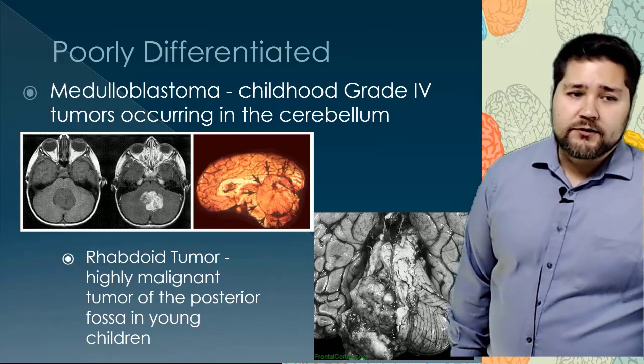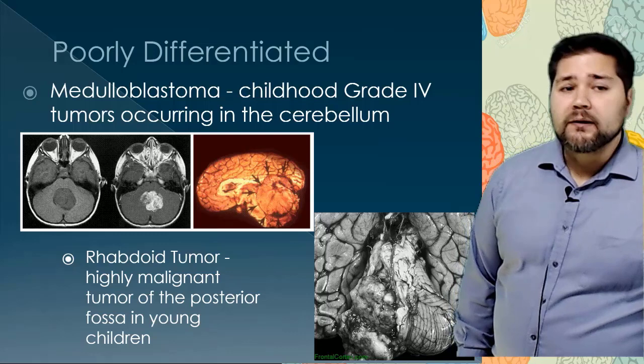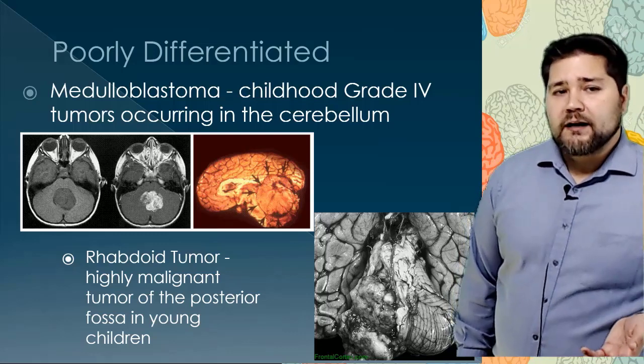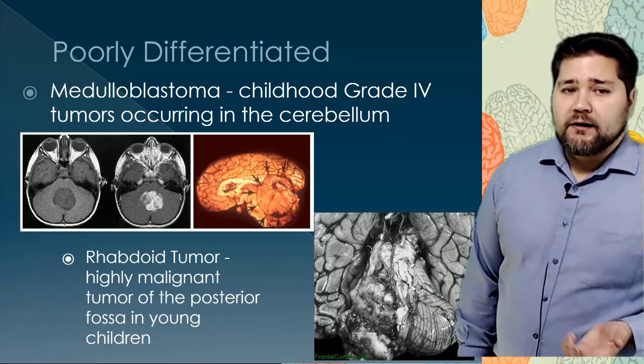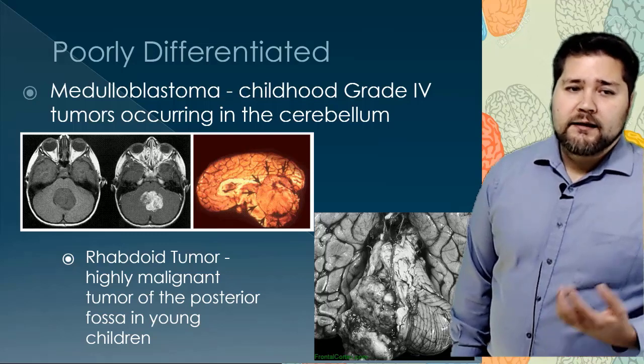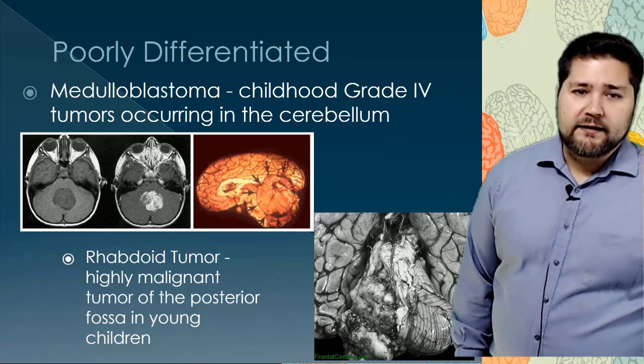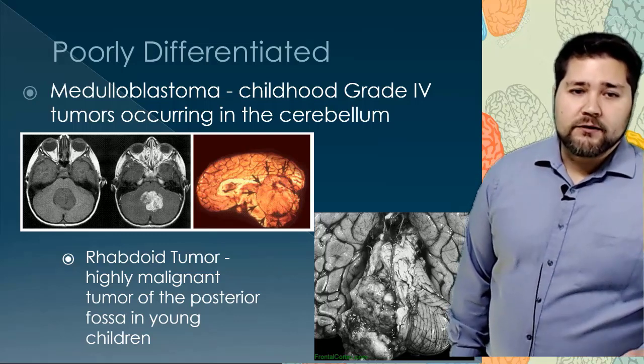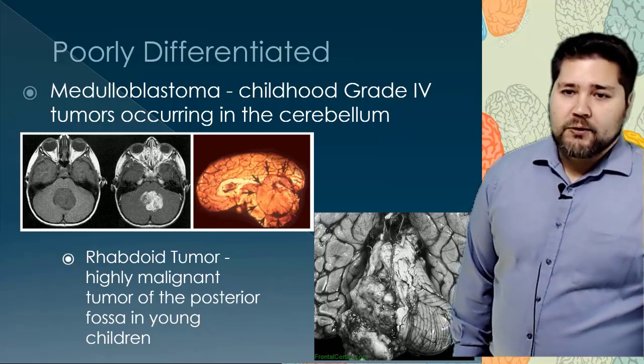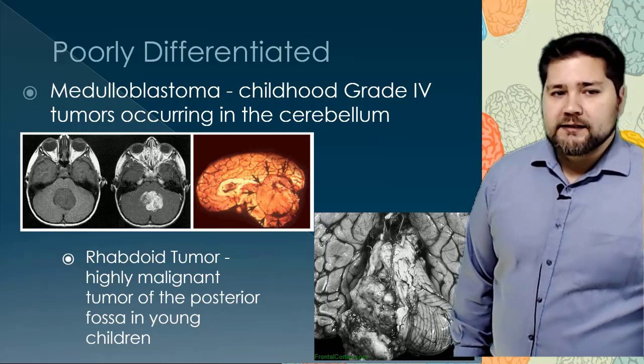Contrast that to a rhabdoid tumor, which is going to be a highly malignant, highly aggressive tumor found in the posterior fossa. They're not amenable to treatment. Oftentimes at the time of diagnosis, the patient has less than a year to live, which is unfortunate, just due to the highly aggressive nature of it, as well as the location. Again, keeping in mind that posterior fossa is probably the worst place to get these tumors.